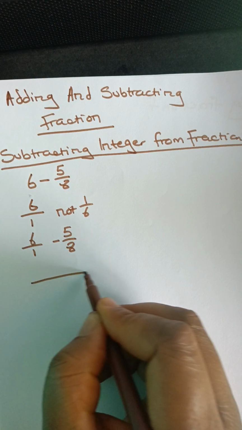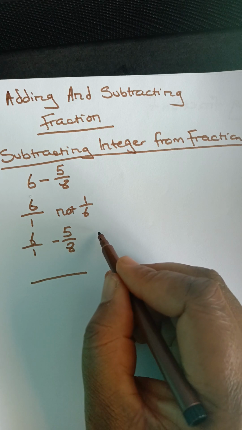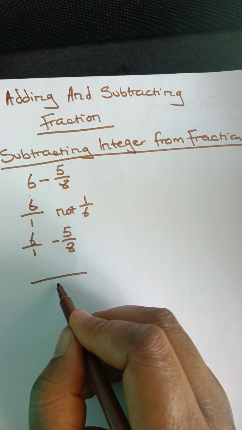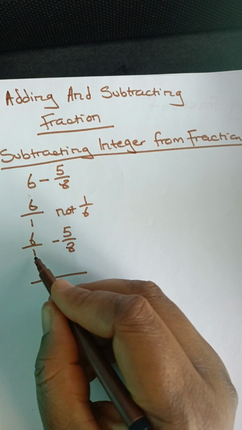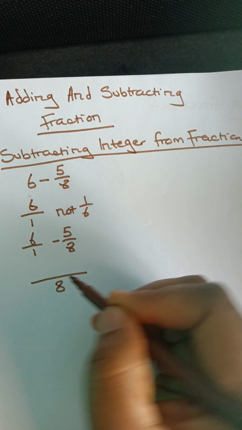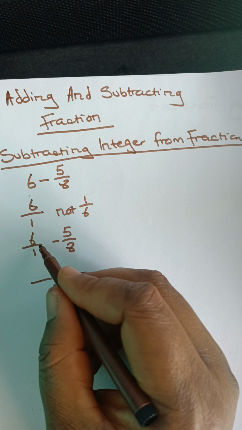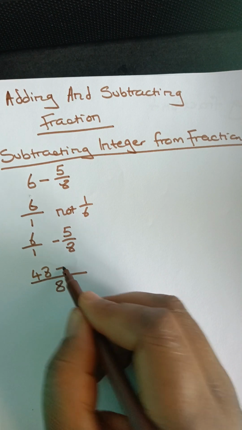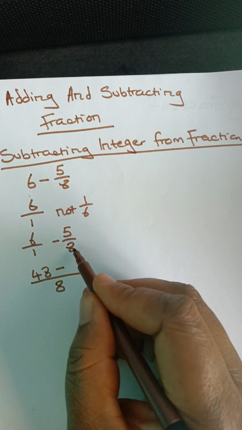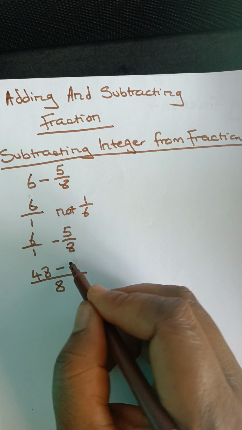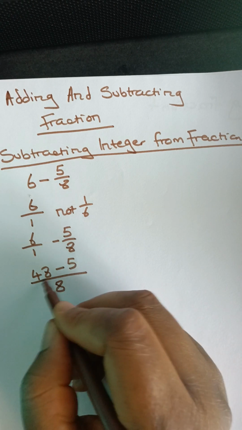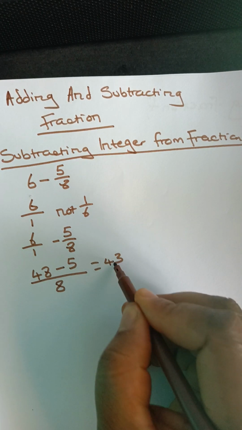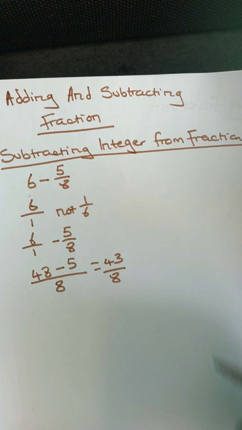So what do we do here? We get the LCM for 1 and 8. The LCM for 1 and 8 is 8. How many 1s are in 8? There are 8 of them. And 8 times 6 is what? 48. So 48 minus, how many 8s are in 8? 1. 1 times 5, 5. So 48 minus 5 is equal to 43 over 8.